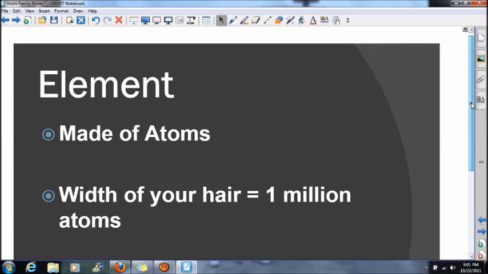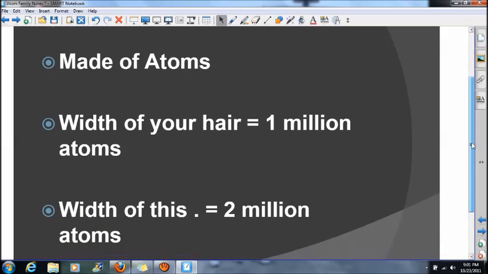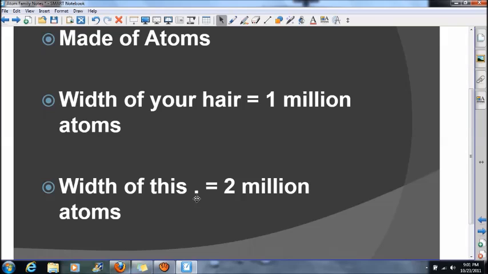Another example I have is the width of this period. So if you'll write the width of this period and make a period on your paper normal size, that's roughly 2 million atoms across. So just to get across that little thing there, 2 million atoms, very, very small. Make sure we get these notes jotted down.